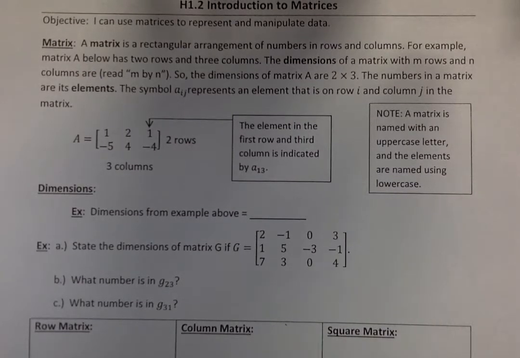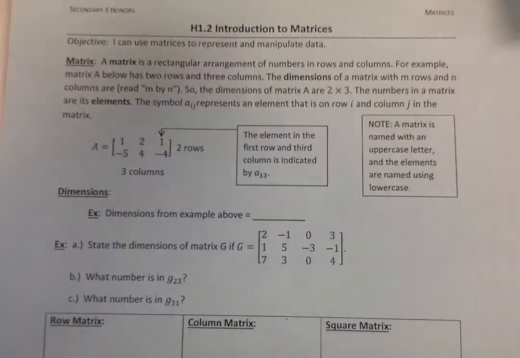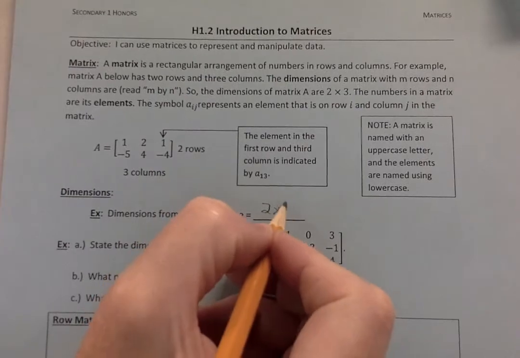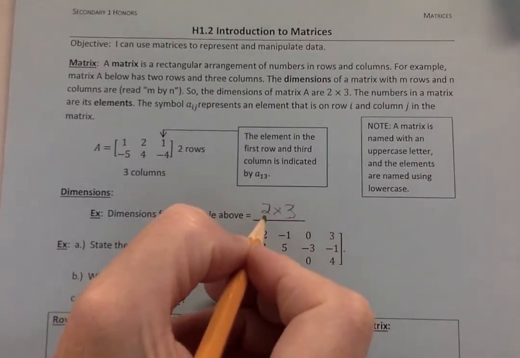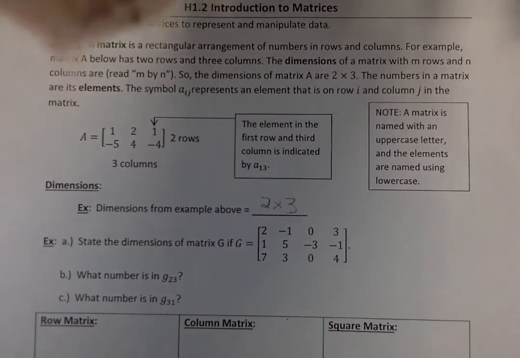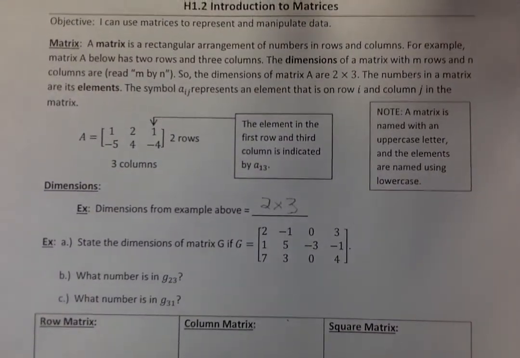For example, the dimensions from the example above are 2 by 3. So row first and then column. Okay? All right, I'm trying to keep this stable even though it's a little bit difficult. Hopefully you got that 2 by 3, okay?